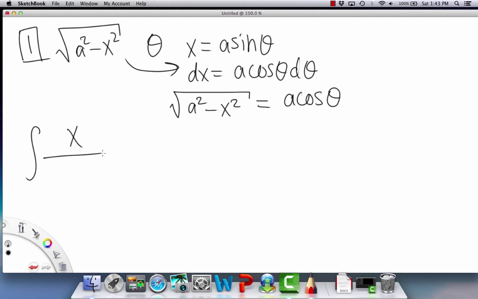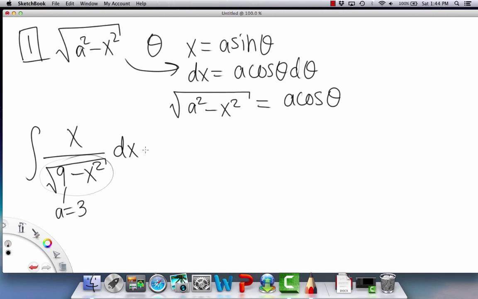Let's say we're given x over the square root of 9 minus x squared, dx, of course. As you can see on the bottom, this is in the format of a squared minus x squared, where a equals 3. Technically, this problem can be solved just by using u substitution, but we're going to do it in this trigonometric substitution way, just for demonstrative purposes.